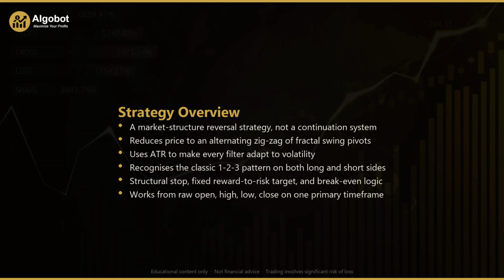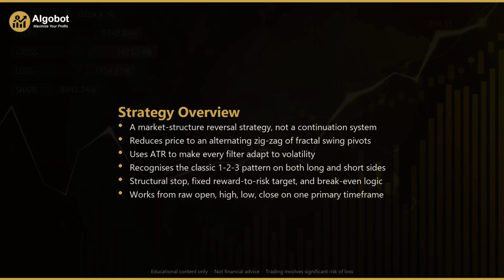The engine behind it is elegantly simple. It uses fractal pivots to detect genuine swing points, and it uses the average true range, or ATR, to measure volatility so that its filters adapt to whatever market and time frame you place it on. Everything is derived from raw open, high, low, and close data on a single primary time frame, which keeps the logic transparent and easy to reason about.